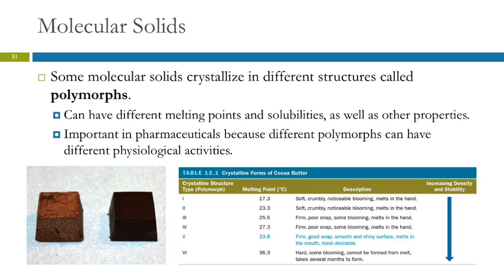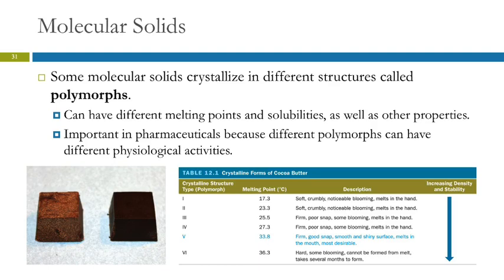This is important in pharmaceuticals because different polymorphs can have different physiological activities. One polymorph of a drug may have one effect on you, and another polymorph may have no effect or a negative effect. So exactly how those particles are arranged can be important. This is an interesting example with chocolate. Most people like chocolate. Here we have a photograph of two pieces of chocolate. This is nice dark chocolate, and this chocolate looks kind of weird, right? It's got this white stuff on it. That's called bloom.